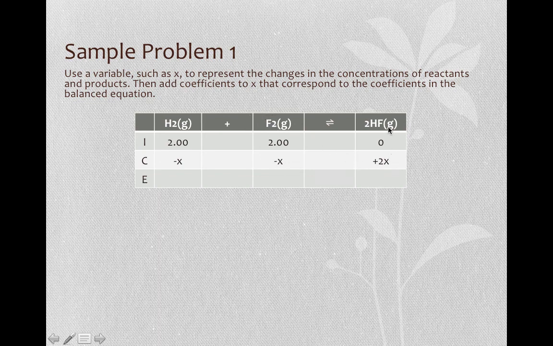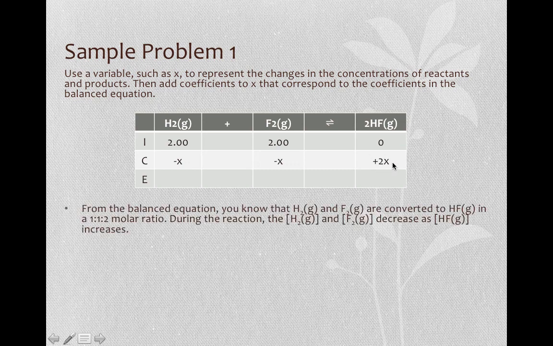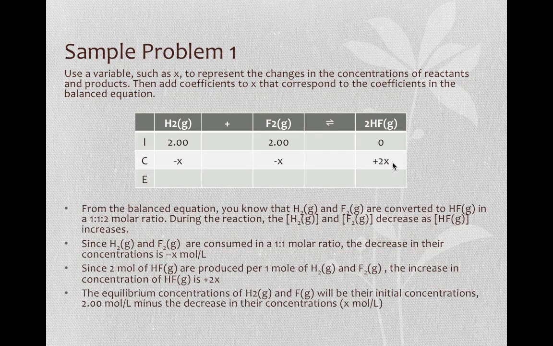Now, when we're looking at the products, their concentrations are going to increase. So it's going to be a positive change that's occurring. And because the coefficient in front of HF is 2, it's going to increase by 2x. And the writing here just goes through to try to explain that in a little bit more detail.